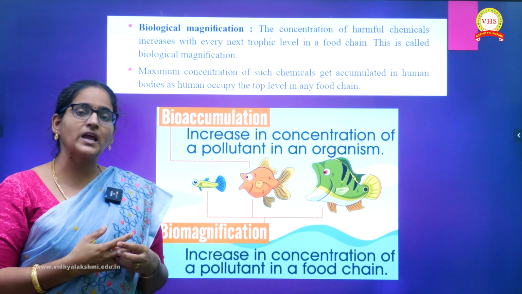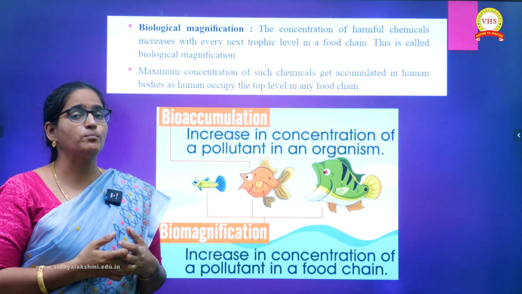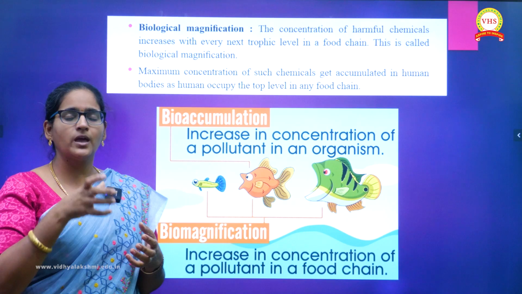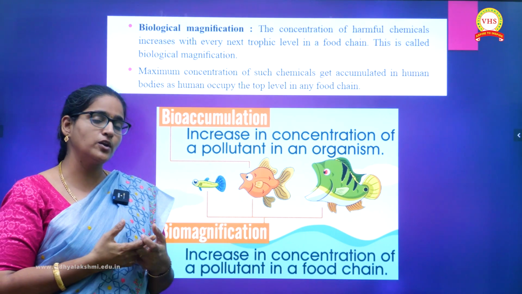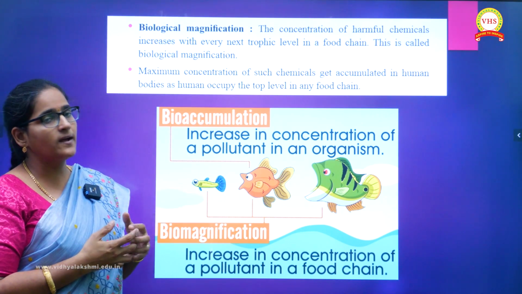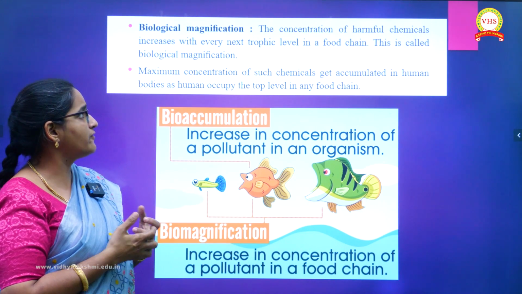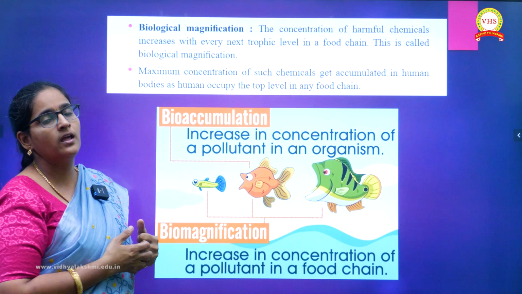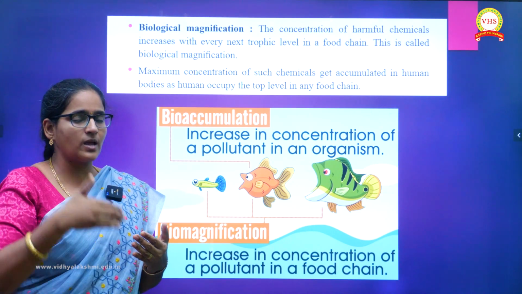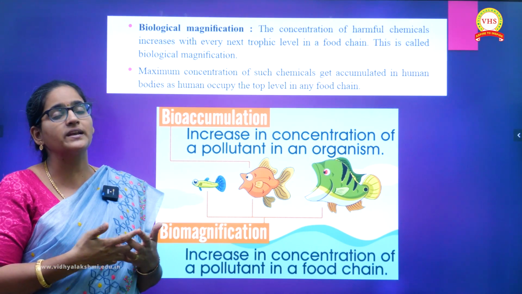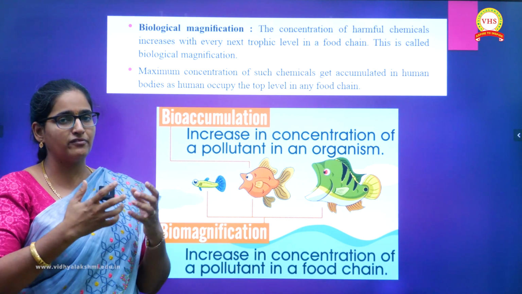And here we are going to begin with a new topic called biomagnification, which is a very important 3-mark question often repeated in your board exam. So let us begin here. The concentration of harmful chemicals increases with every next trophic level in a food chain. When the concentration of a particular chemical increases in every trophic level, it is called biomagnification.